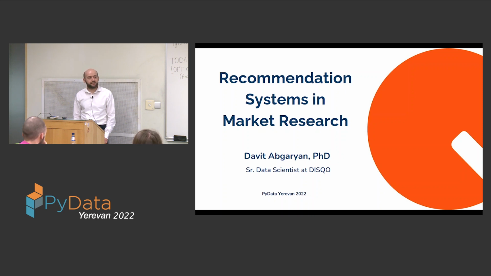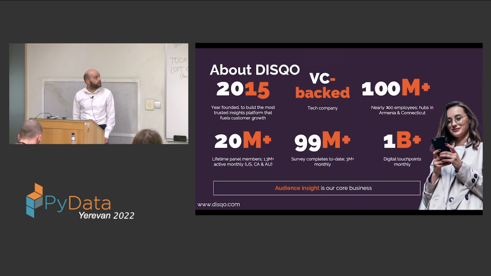I work as Senior Data Scientist at Disco, and I am going to present recommender systems in market research. Shortly about Disco, the company was founded in US in 2015. It attracted more than $100 million of investment. More than 3 million surveys are completed monthly on our platform, and we are collecting more than 1 billion digital touch points monthly too.